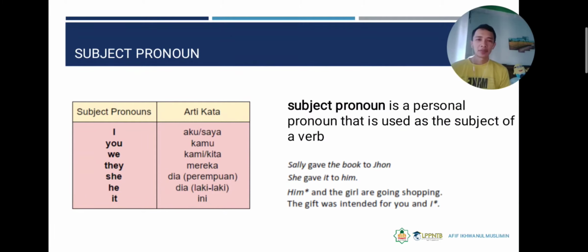There are some types of pronoun in English. The first one is subject pronoun. A subject pronoun is a personal pronoun that is used as the subject of the verb. So it should precede the verb. It should be placed earlier, before the verb or before the predicate.